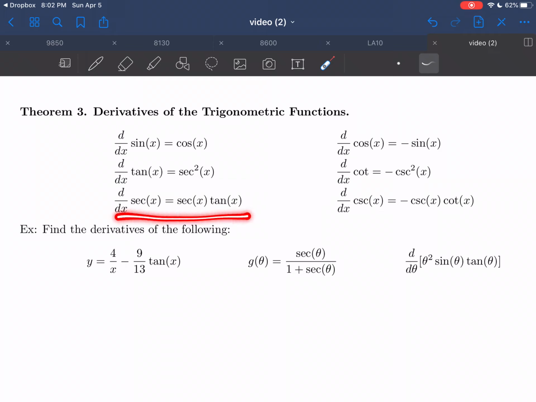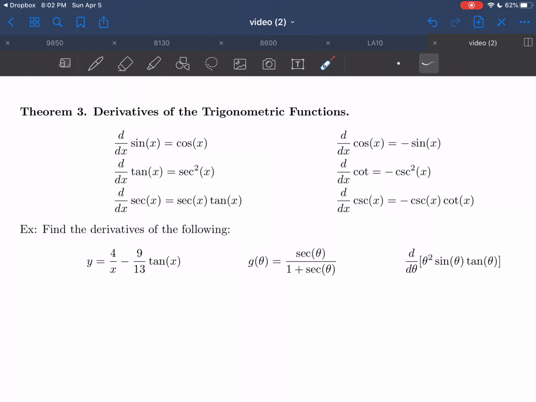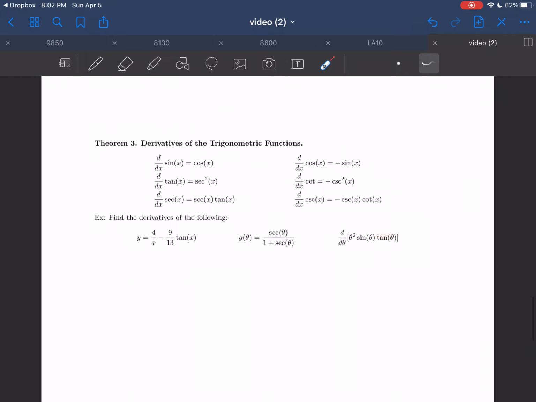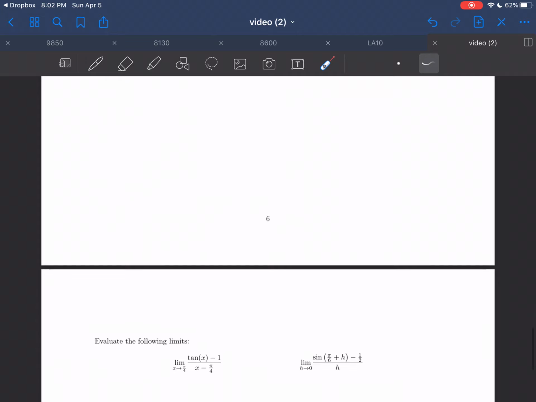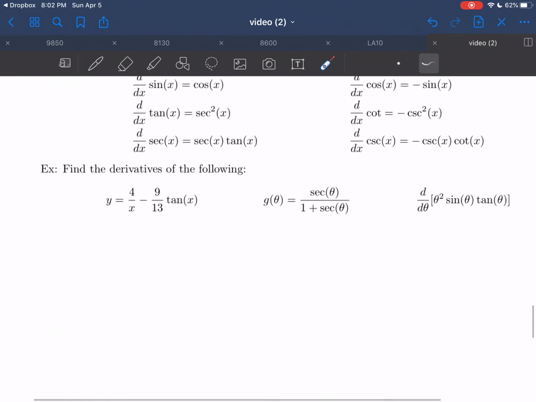And then the derivative of secant is secant times tangent, and the derivative of cosecant is negative cosecant times cotangent. These six are things you should have memorized. When I had to memorize these back in undergrad, I used this table and found a pattern that worked for me. So I would look at it and find something that works for you so that you've got them memorized. And we'll use these for a couple of examples.